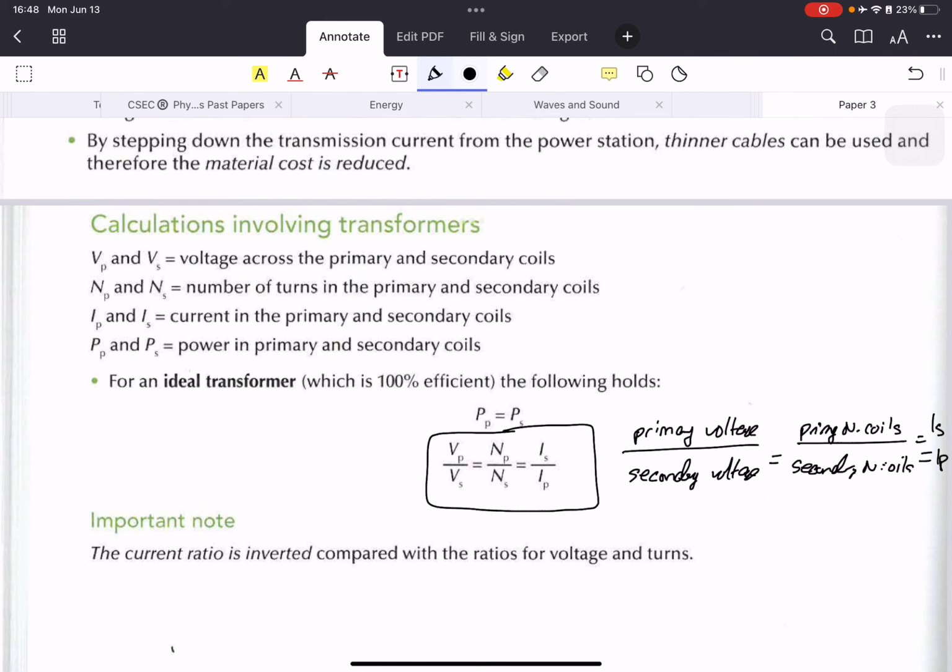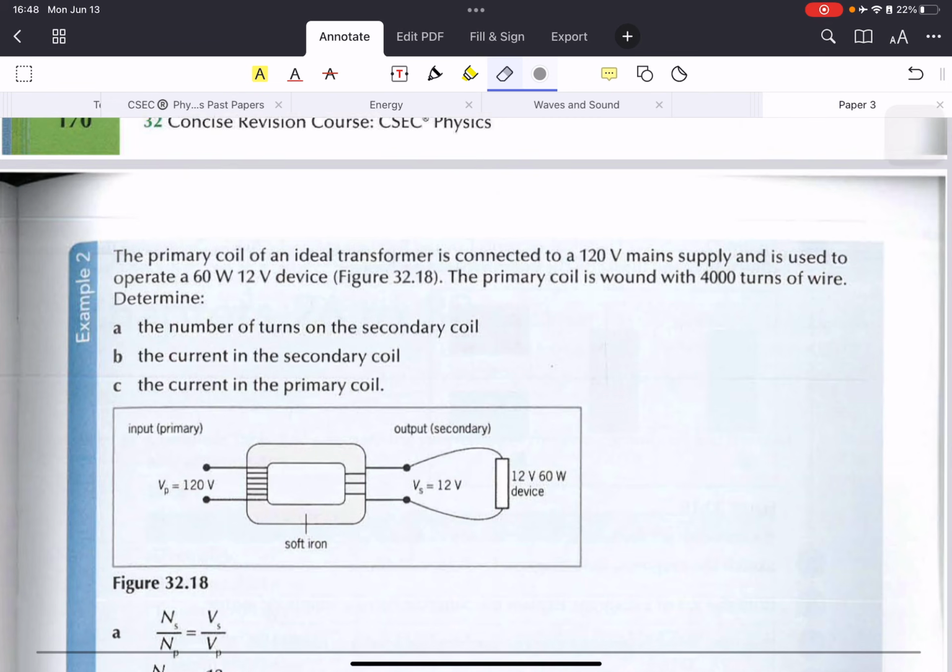Now notice something here. They went from VP being equal to NP, but NP equal to IS. Okay, so you have to look out for that, right? The I is flipped, the current is flipped on the end there, right? So VS, NS, IP. So keep that in mind, right? So that is the formula, and we will look at an example on how to use this formula, right? So let's take a look at it.